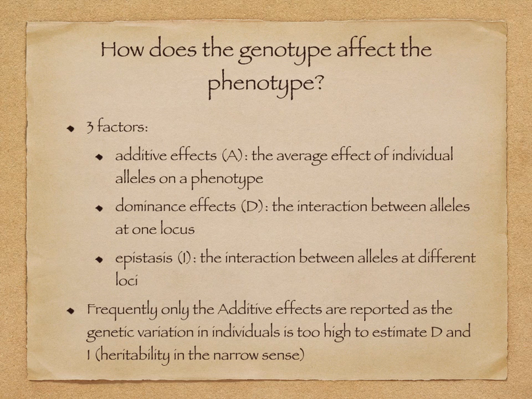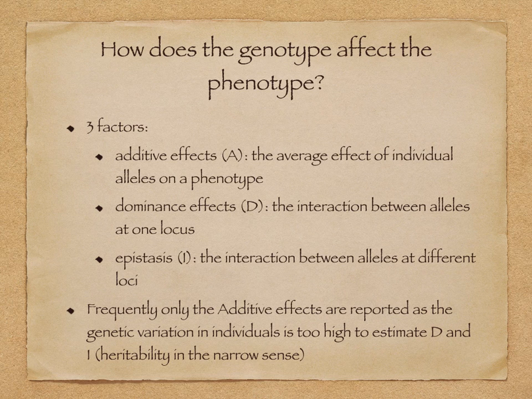A lot of the times, only the additive effects are reported because the genetic variation is too high to estimate D and I, right? So what that means is that heritability in the broad sense takes into account all of these effects, additive, dominance, and epistasis, but heritability in the narrow sense just looks at additive effects across the alleles.